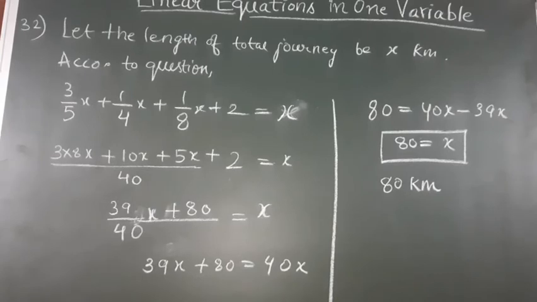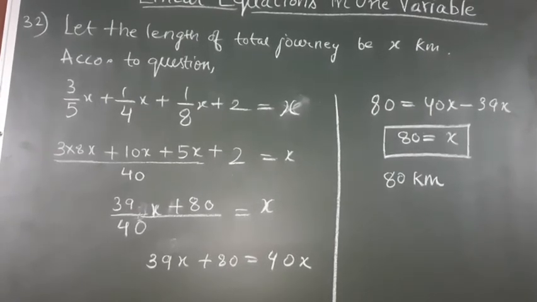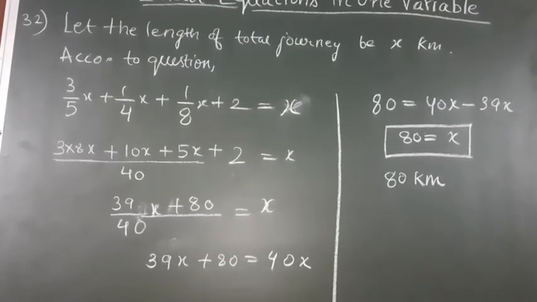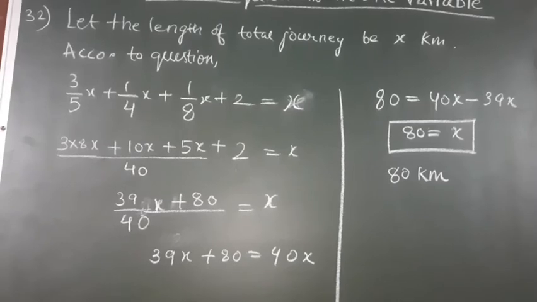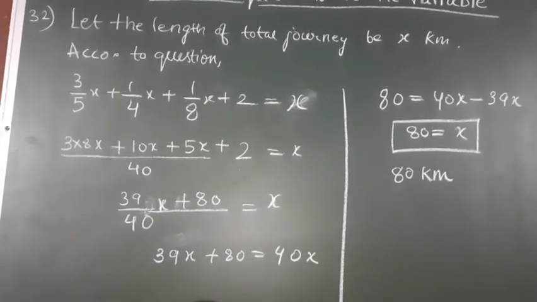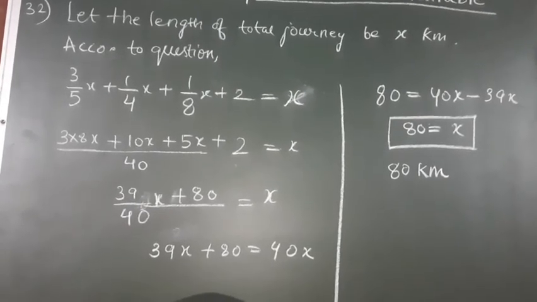To make 40, 8 has to be multiplied by 5. So in the numerator I have multiplied by 5. So in total 3 8s are 24. So 24x plus 10x plus 5x is 39x upon 40, right? Since it was plus 2 over there, I have taken LCM. Since 2 is not having any denominator, it will be 2 upon 1.